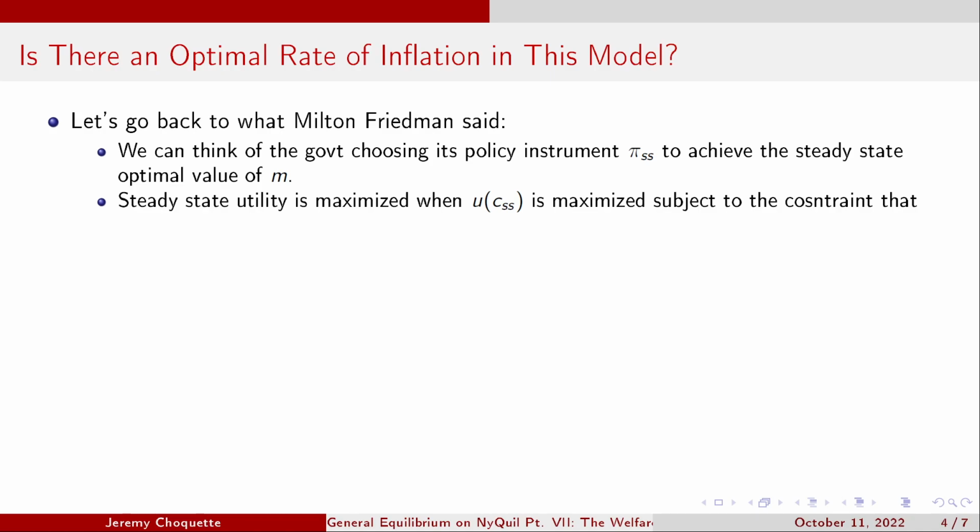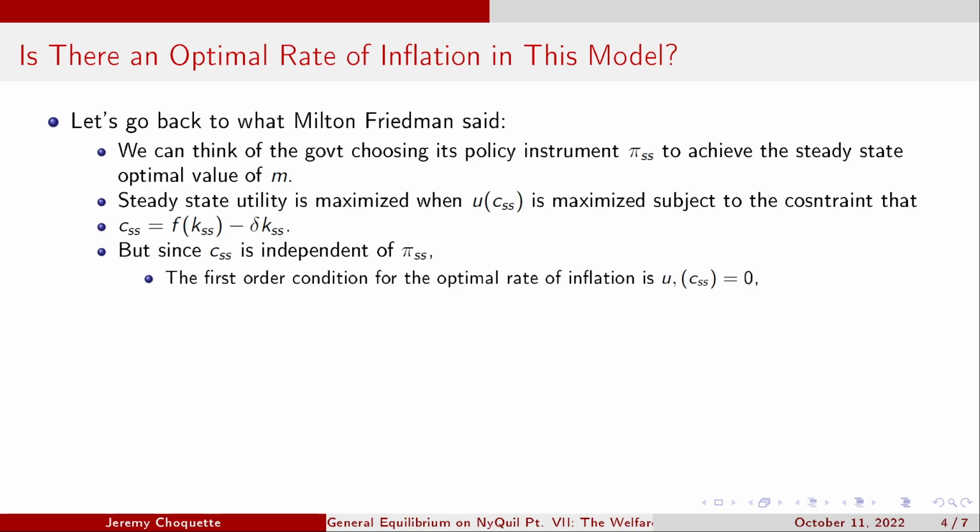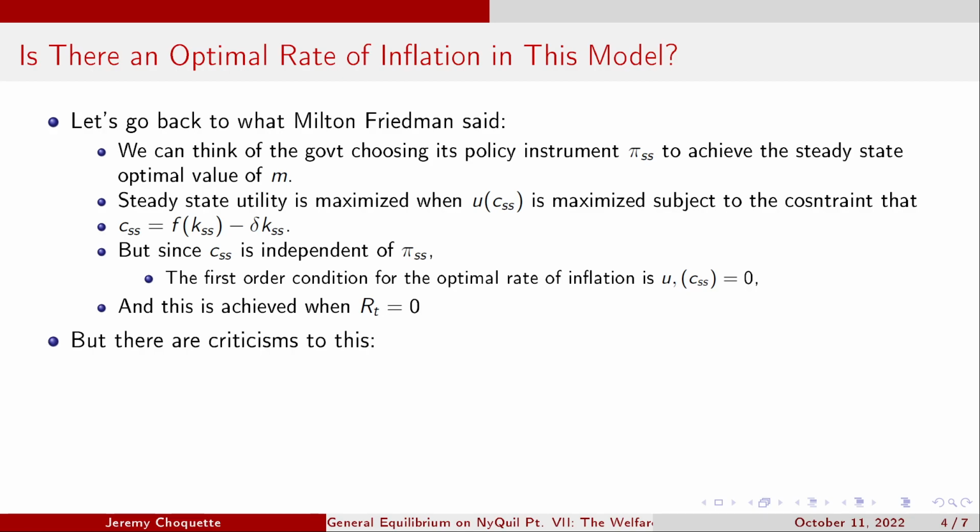Steady state utility gets maximized subject to this constraint. So this constraint isn't any different than what we saw before, right? C equals Y minus I. Steady state consumption equals steady state output minus steady state investment. But remember, steady state consumption is independent of steady state inflation. So the first order condition for the optimal rate of inflation is U'(C_ss) equals 0. And that gets achieved when we have a zero nominal interest rate.